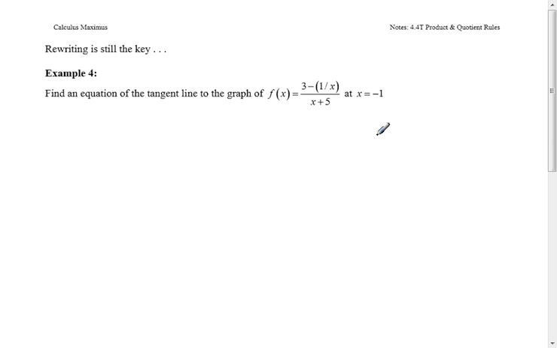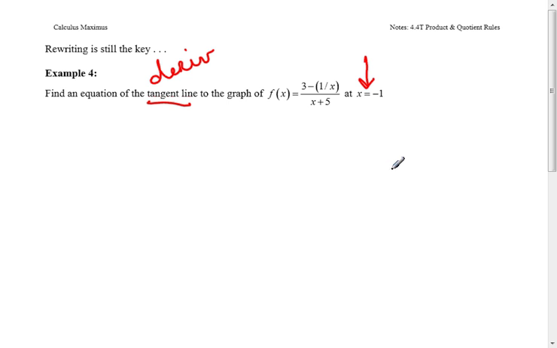Find the equation of the tangent line. Tangent line. As soon as we see that, we know we're talking about a derivative. Okay? Derivative. And we're talking about a specific value at x equals 1. And for a tangent line, we're going to need two things. We're going to need a point and a slope.